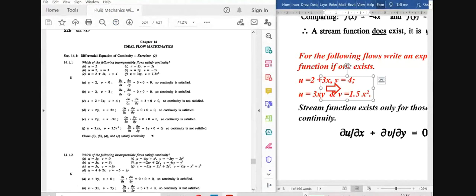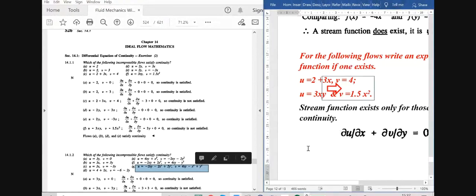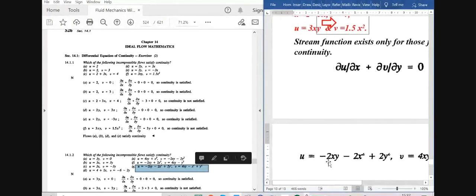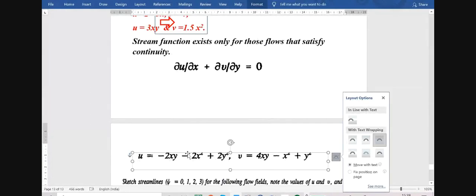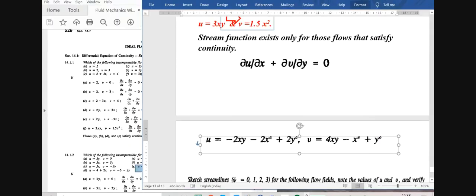Now let us take this one. u is equal to minus 2xy minus 2x to the power of 4 plus 2y to the power of 4, and v is equal to 4xy minus x to the power of 4, y to the power of 4. You check for this.